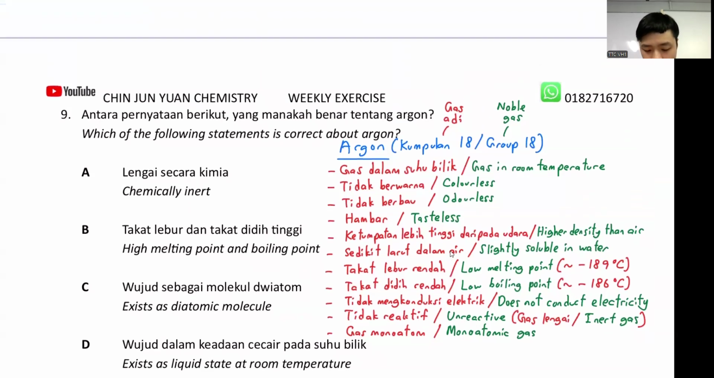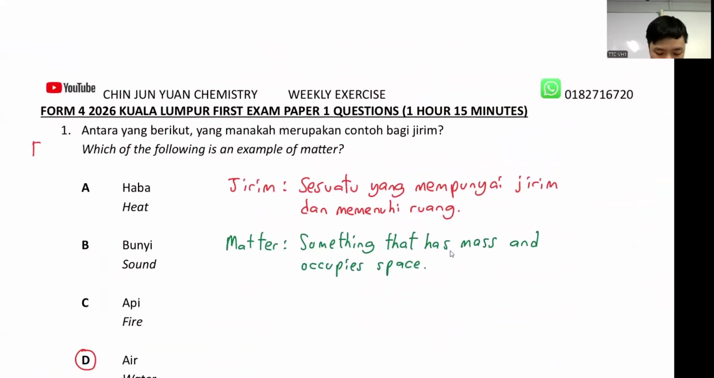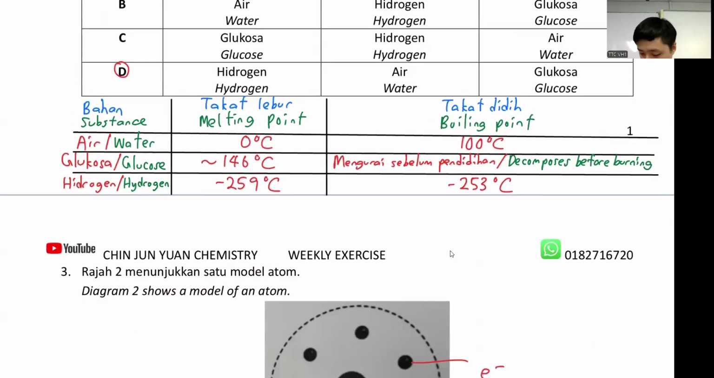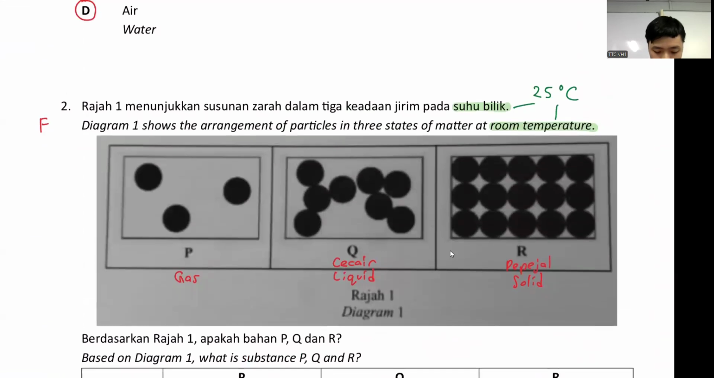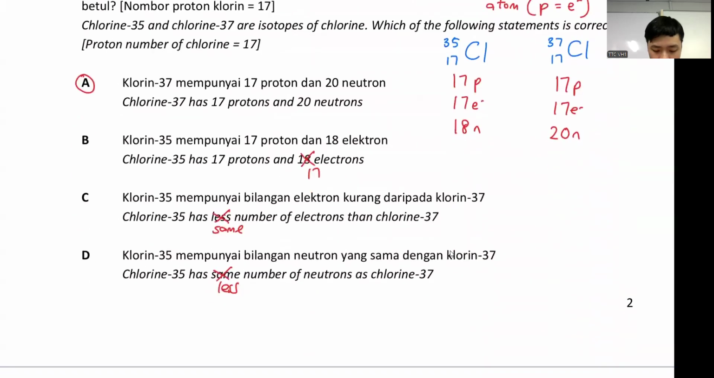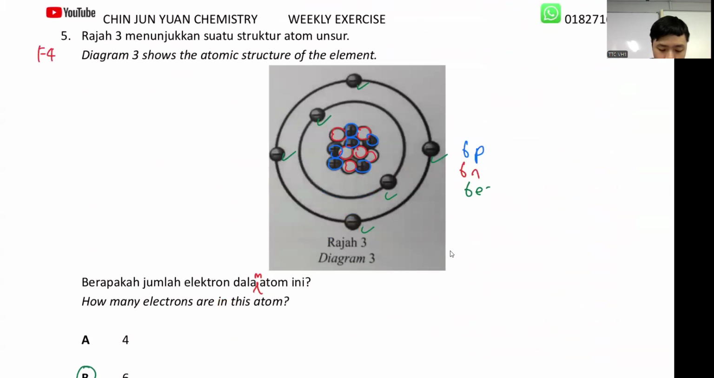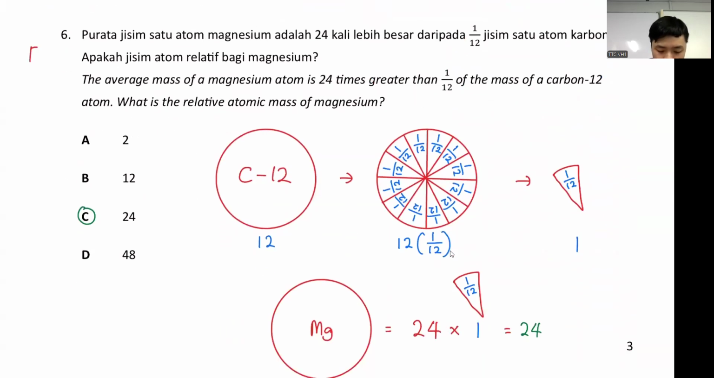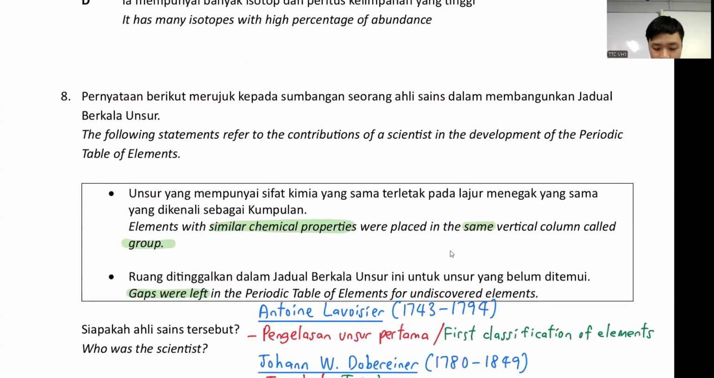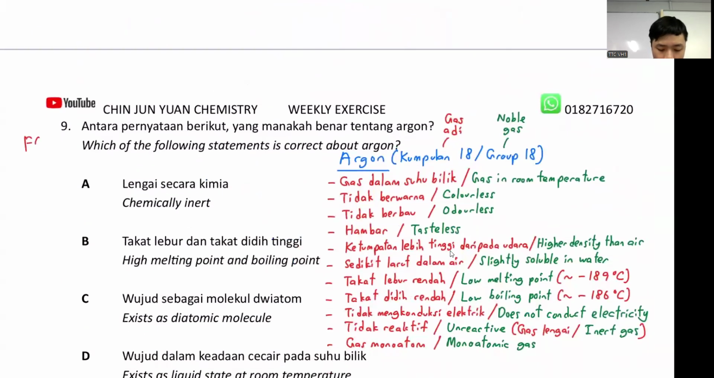I forgot to tell you each chapter. I should tell you that. This is Form 4 Chapter 2, just for your reference. Form 4 Chapter 2. Form 4 Chapter 3. Form 4 Chapter 4.